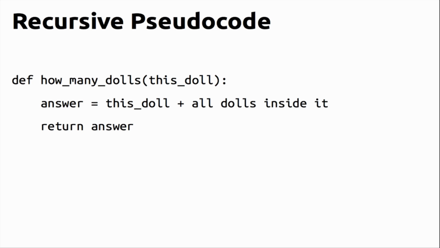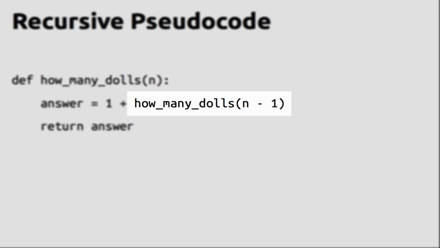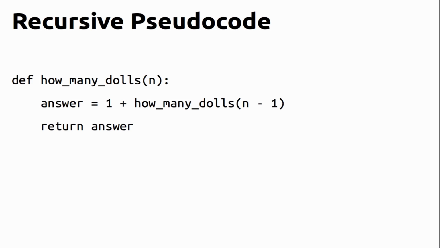for the object. Here's another way to write that same function so that recursion is more obvious. Def how_many_dolls(n), where the answer is equal to 1 plus how_many_dolls(n minus 1), and then return the answer. Do you see the how_many_dolls function calling itself again, right here in this function? That's the part that makes this problem-solving analysis recursive.